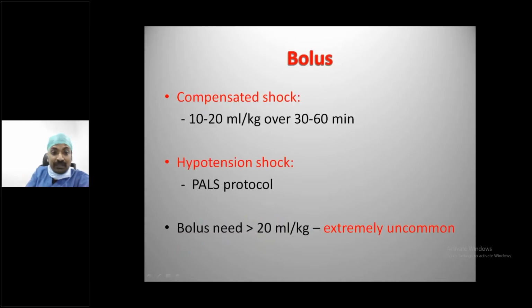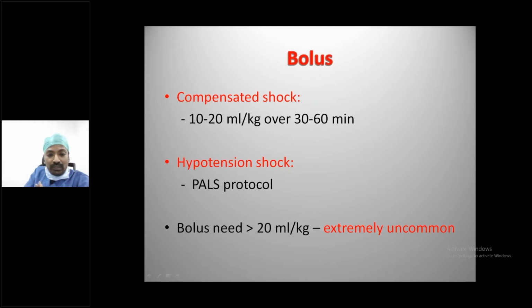So if a child presents with compensated shock, then we administer fluid at 10 to 20 ml per kilo over 30 to 60 minutes. If the child presents with hypotensive shock, we need to resuscitate them as per the PALS protocol. Remember, this is a very, very important point.